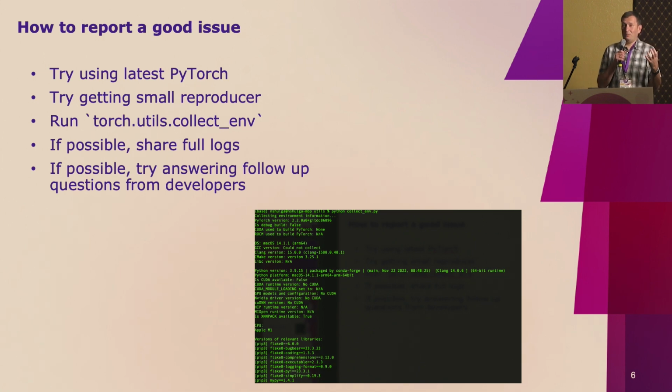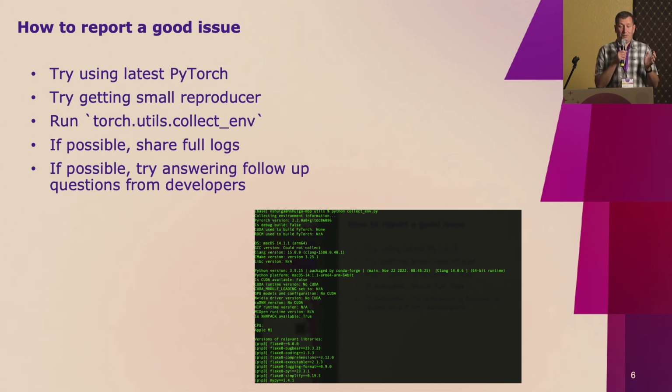Another is to try to get a smaller reproducer. ML is an interesting field where you can run for days and days and finally something crashes or runs out of memory. And you immediately rush to submit an issue. It feels great, but it's not very actionable to the people who are looking at it. So if you can have a smaller reproducer, submit it. If you have a Colab notebook, that's great. If it's just a piece of code, also great.